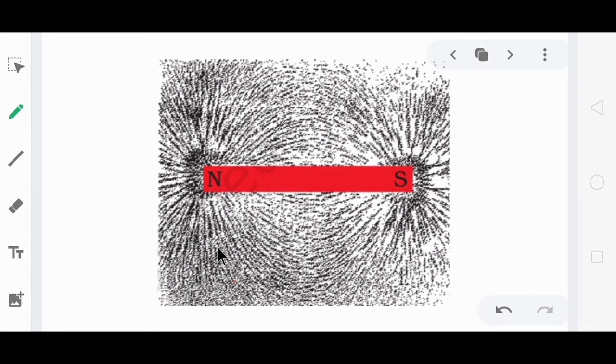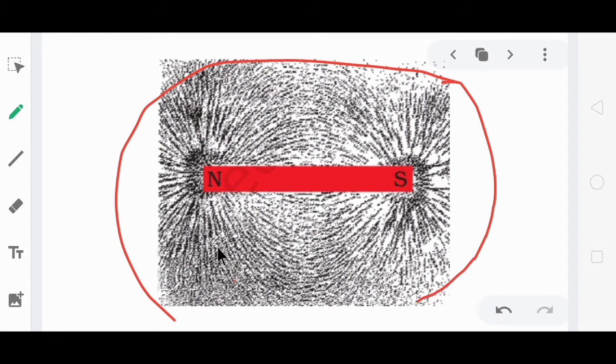In this figure you can see some iron filings scattered over a page, and one magnet is now placed in the middle of the page. You can see iron filings are now arranged in a manner. They are arranged in closed loops. Why? Actually, a magnet has magnetic field lines around it, and these iron filings are arranged according to the magnetic field lines. So we will understand these lines by drawing them on the page.